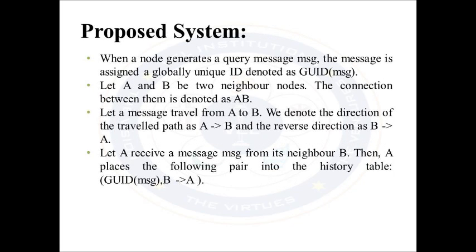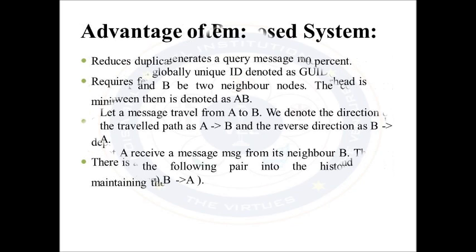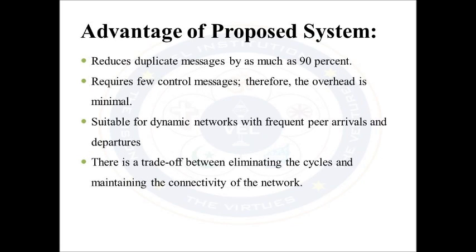Then proposed system. When a node generates a query message, the message is assigned a globally unique ID, denoted as a GUID message. Let A and B be neighbor nodes, with a connection between the A and B nodes. Let a message travel from A to B. We denote the traveled path as A to B, and the received message will be considered.